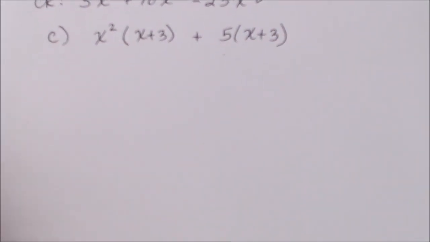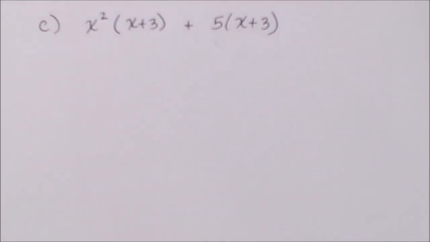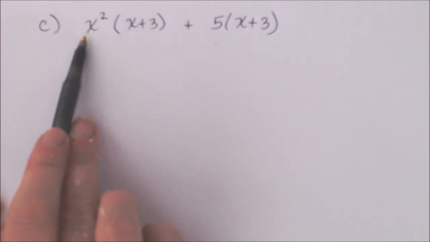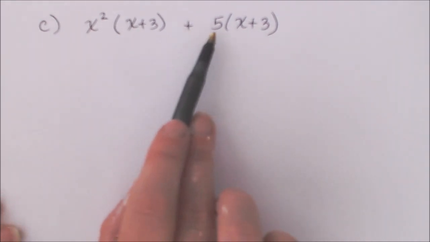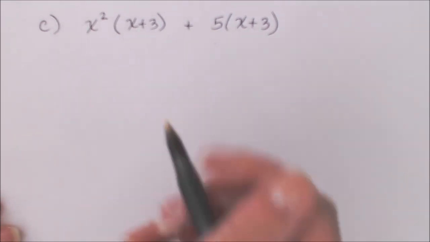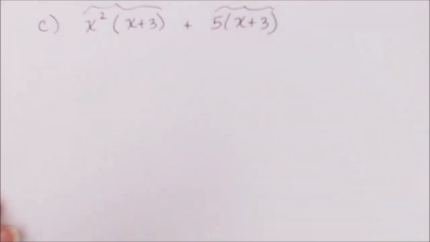So this one looks a little different maybe than what we're used to seeing. We've got 2 terms here. Remember, terms are separated by adding and subtracting. So my first term is this x squared times x plus 3 term. And then my second term is 5 times x plus 3. So we're going to think of like this is one term, and this is one term.